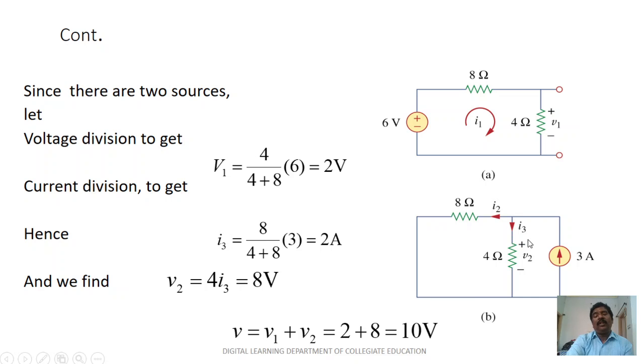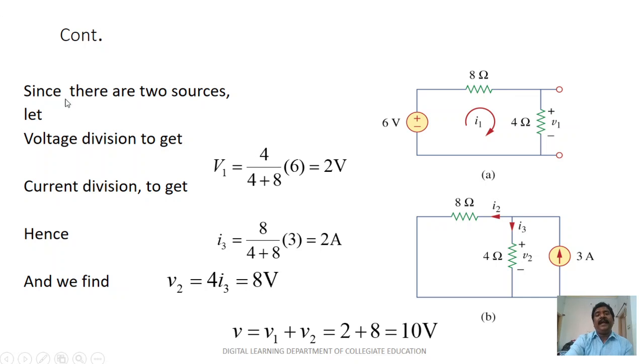So what is the current flowing through the 4 ohm resistance? It is I3. Once we know I3 from the branch current method, the branch current method says that the value of the other branch resistance into the total current, divided by the sum of the resistances, we will get 2 amperes of current flowing across the 4 ohms. So from Ohm's law, V is equal to I into R. So V2 is equal to 4 into I3. So 4 into 2, which is 8 volts. So adding the two voltages, V1 is equal to 2 and V2 is equal to 8 volts. So we get V is equal to 10 volts.